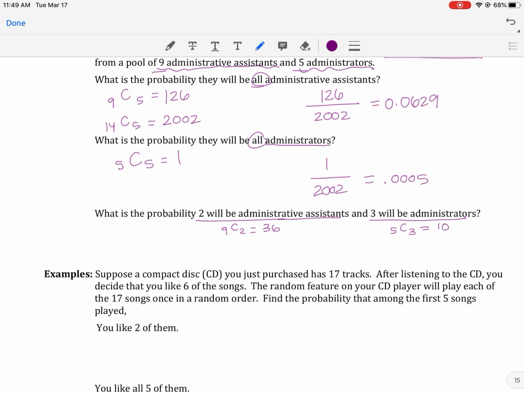So think back to our and/or lesson. What do you think we're going to do? Are we adding or multiplying these 2 ways? In this case, we do end up multiplying these 2 ways to say there's a total of 360 ways that we can choose 2 administrative assistants and 3 administrators. Once again, it's that 360 out of the 2,002, so we end up with 0.1798.